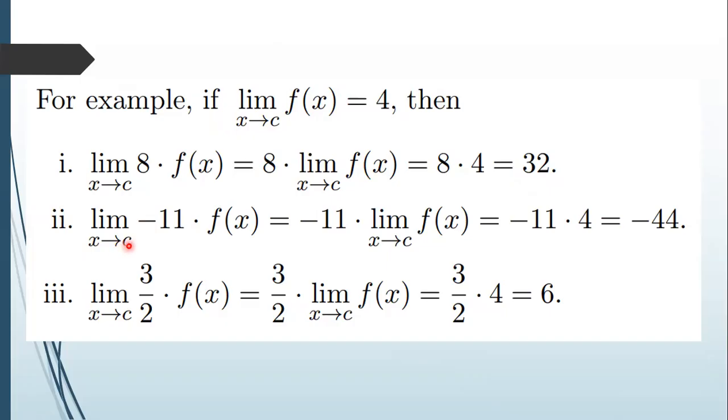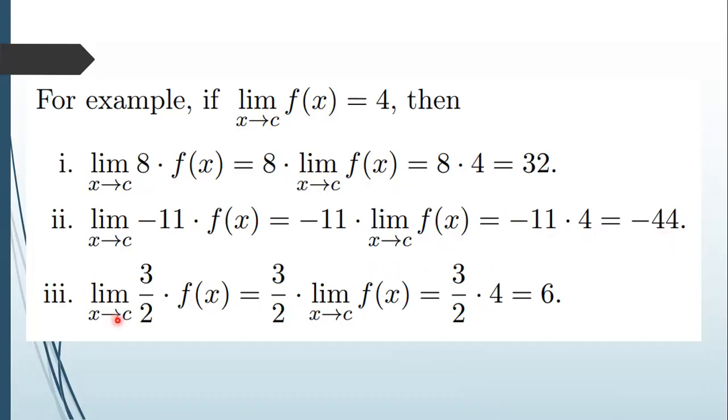For the second one, the limit of negative 11 times f of x as x approaches c is equal to, it's like extracting out first the constant negative 11. From this case, we are going to extract it or place it here on the first part. So negative 11 times the limit of f of x as x approaches c, which is 4. So we replace this one by 4, and that's equal to negative 11 times 4. And that's negative 44 for the second example.